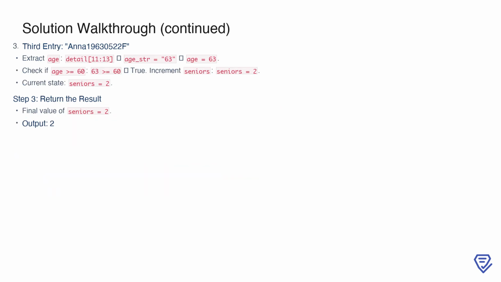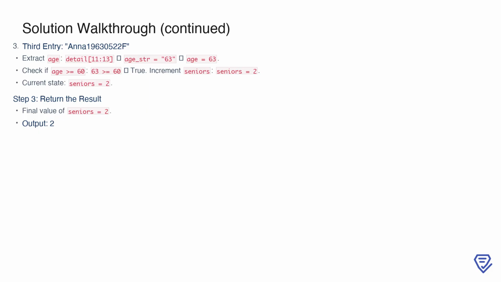Finally, we process the third entry, Anna 196300522F. Extracting the substring from positions 11 to 13 gives 63, which we convert to an integer, resulting in an age of 63. Since 63 is greater than 60, the condition is satisfied, and the seniors counter is incremented to 2.